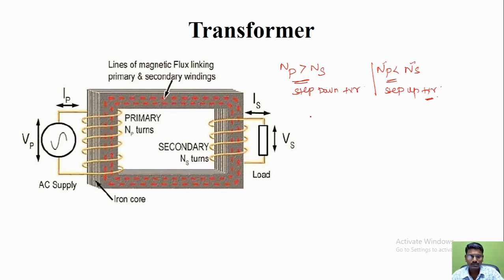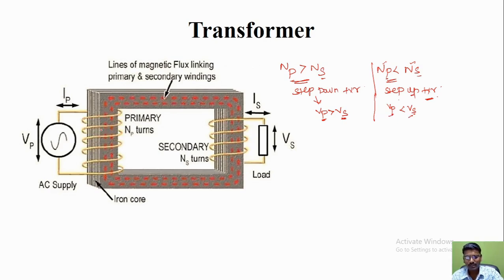So similarly, for a step down transformer, the primary voltage will be greater than the secondary voltage. Here the suffixes P and S in all these parameters represent primary and secondary. P means primary, S means secondary, right? So in this case, Vp will be less than Vs. Primary voltage will be less than secondary voltage because this is a step up transformer. So the secondary voltage will be higher compared to the primary voltage.